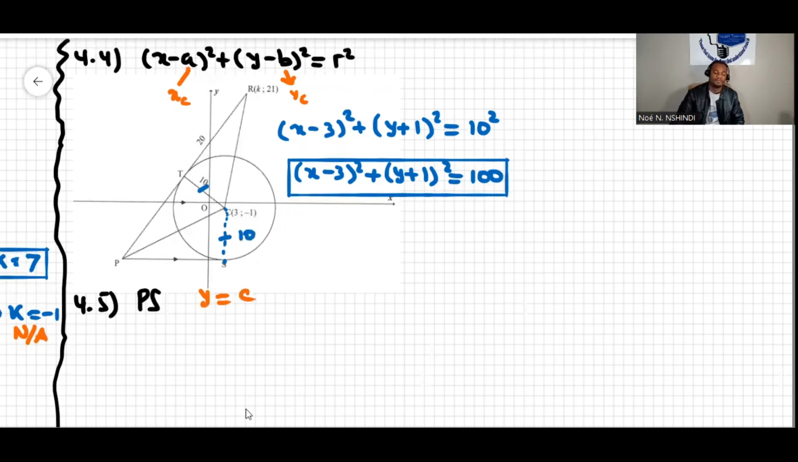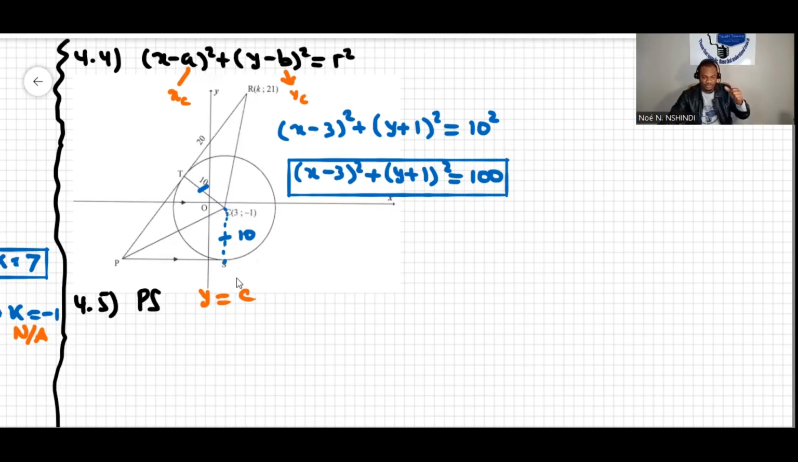Now, we can notice that it is from -1, because -1 is here, the y value. The y values are the vertical, okay? From -1 to here is 10 units. So from -1 to 10 means it's equal to 11, okay?